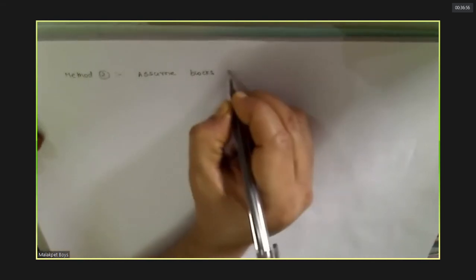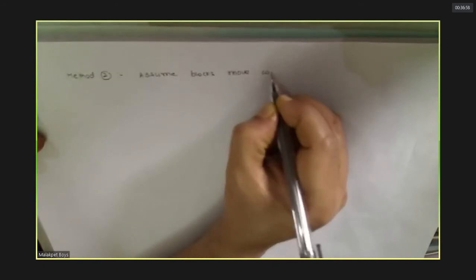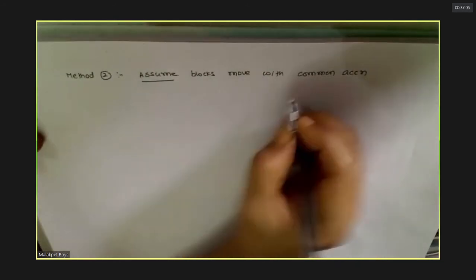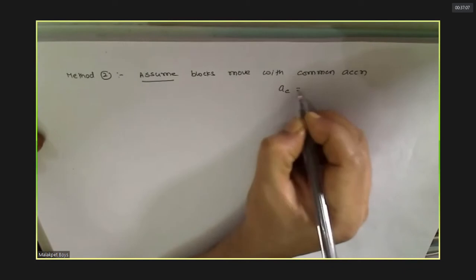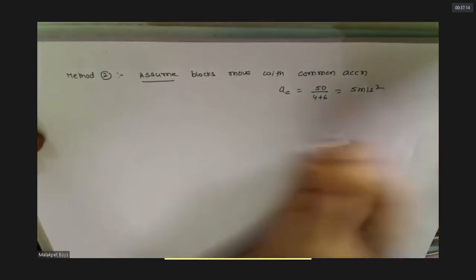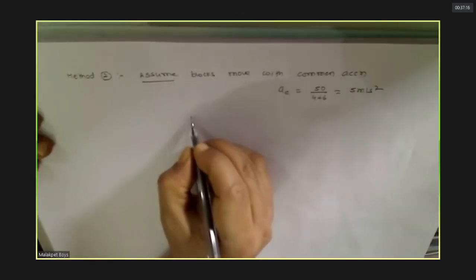method two, how to solve block on block problems. We'll assume that the blocks move together. This is an assumption. Understood this? Understood, sir. There is no guarantee that it should be true. Now let us check with that assumption.